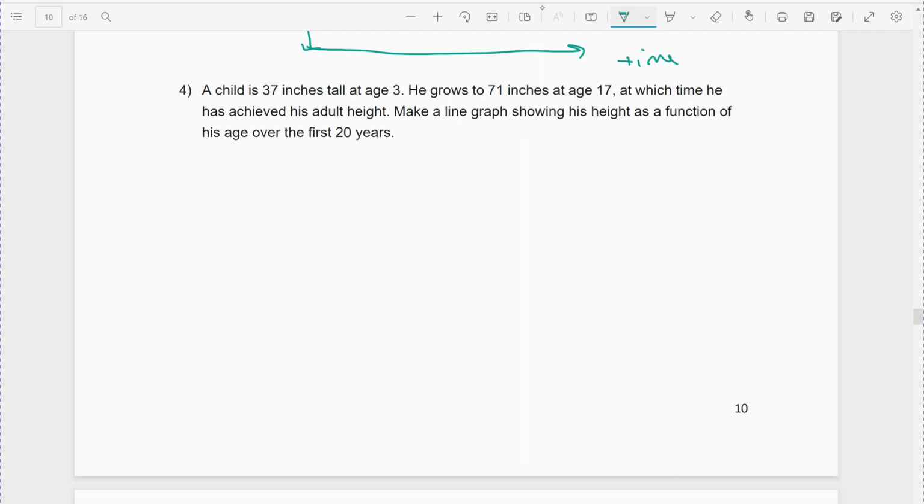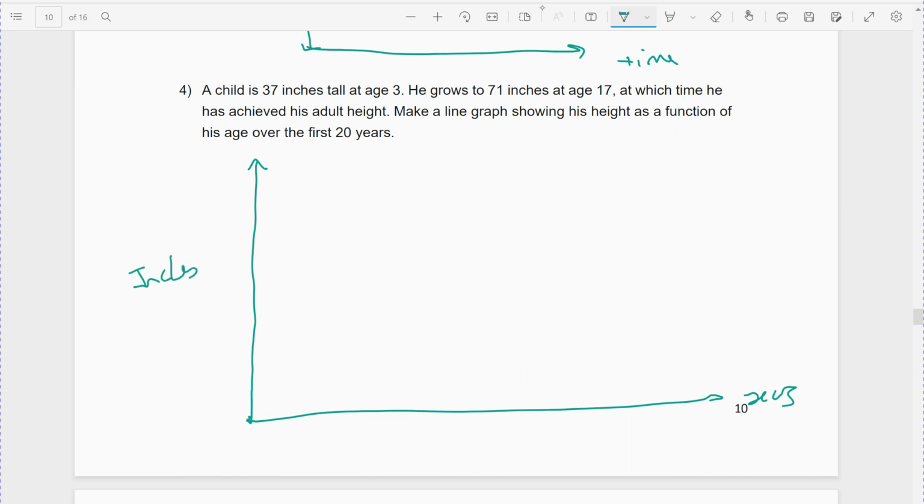All right, so we have a child, so we're going to start fairly young and then go out to 17. So we'll start my graph here. This is my years. These are the inches. Somewhere around here we'll say is our 3 years. Somewhere out here is our 17, and then so on. All right, so we start off at 37 inches, so I'm just going to mark off 37 inches. Then we'll grow to 71, and again, I'm just going to ballpark it there.